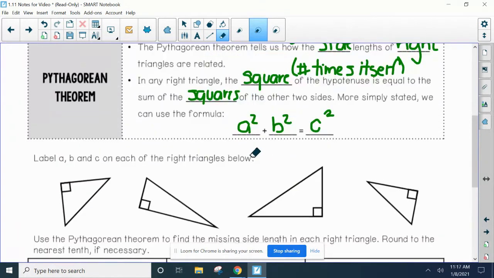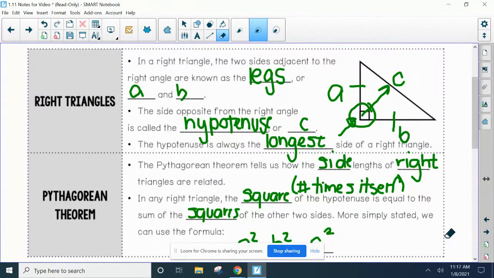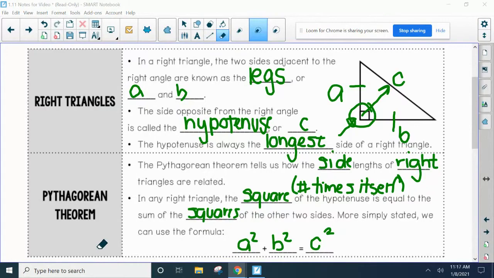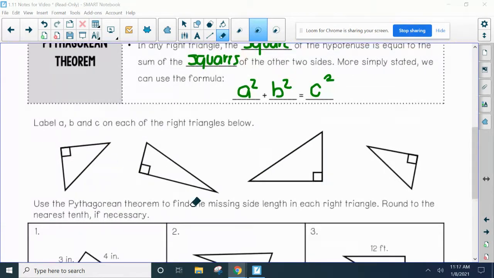So let's go ahead, well, real quick. If you are still copying that, go ahead, pause this, and finish filling in those notes. And then we will get started by just getting to know our right triangles. I'm going to go ahead and do one, and then I'm going to have you pause this and fill in the other three.